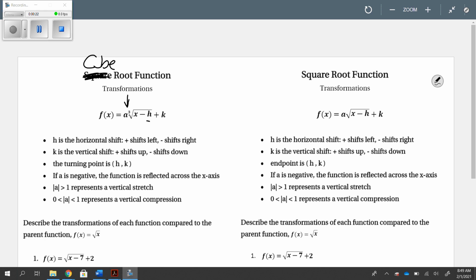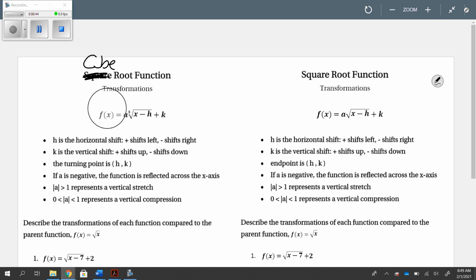Shifts left or right. K is the vertical shift, as we know, up or down. But it says the turning point is H comma K. As we know, cube roots are drawn on the graph like that. So this turning point here, where it turns and goes up, that point is H comma K. All the rest are the same.